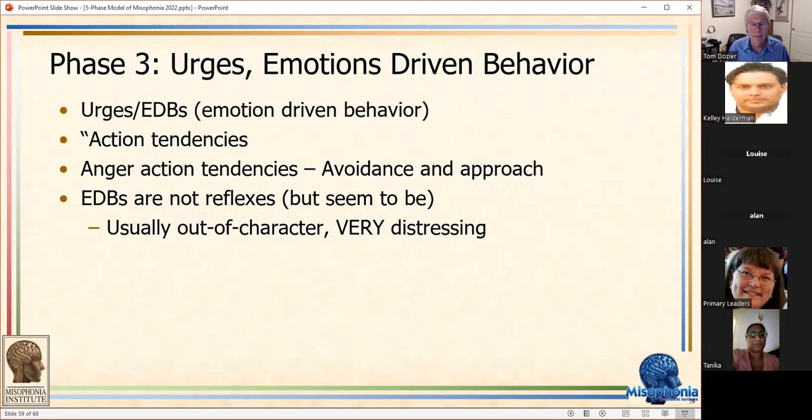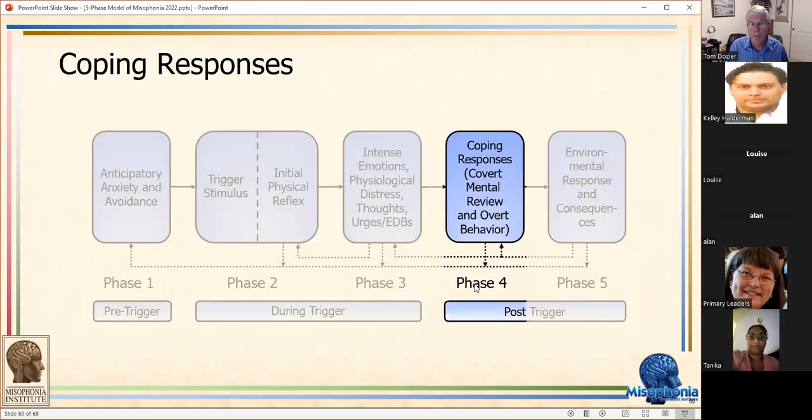I'm not saying this is simple, but the easiest way to change them is to bring down the severity of the zap, and then it's much easier to work on the other behaviors. Okay, coping responses. Now, I always thought of this as overt behavior, outward behavior, things that you could see. Dr. Mitchell realized from talking with people that there was a lot of mental review where people would actually think about the sound and the reason and the unfairness of it and mull over it.